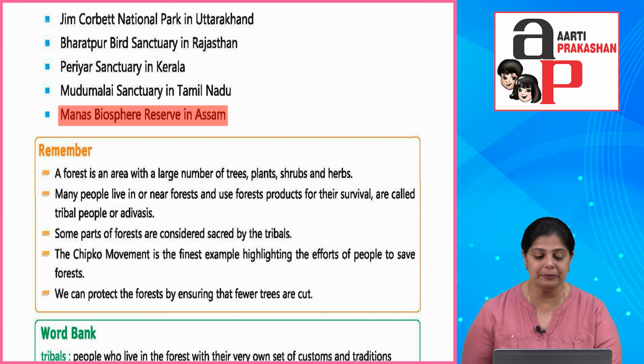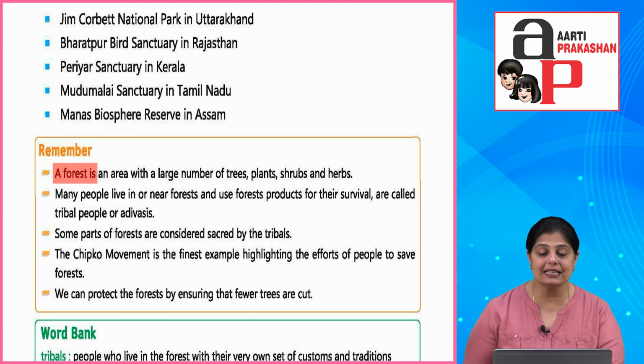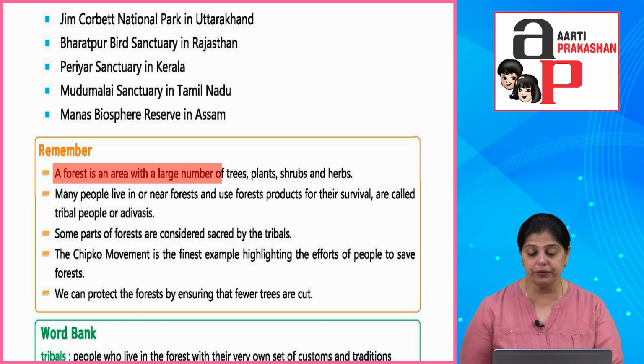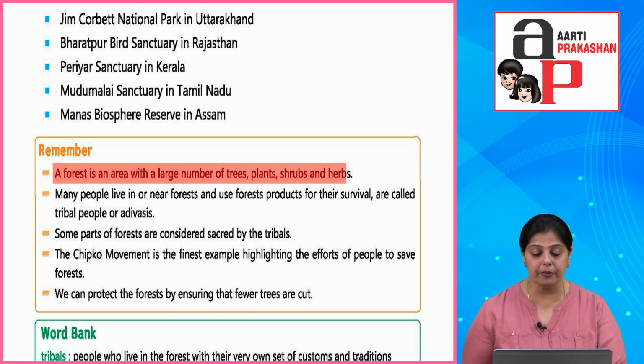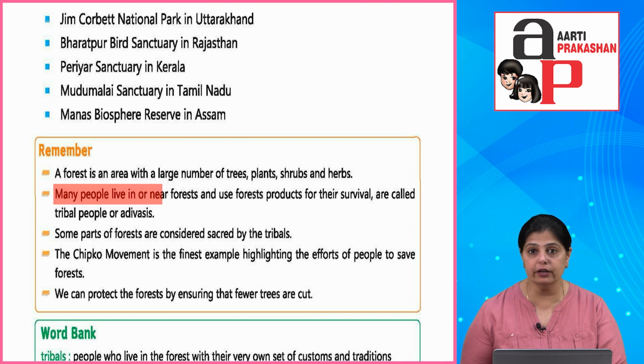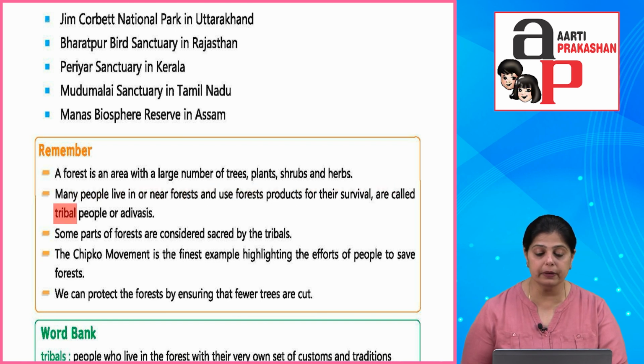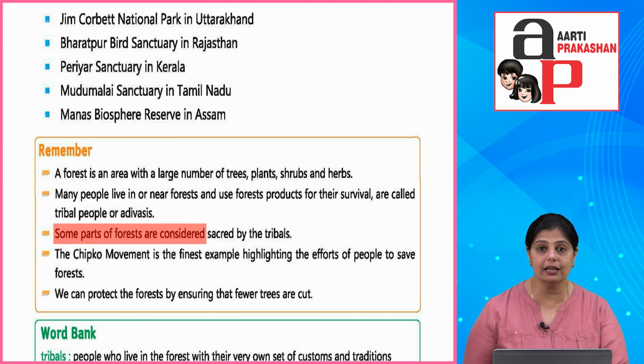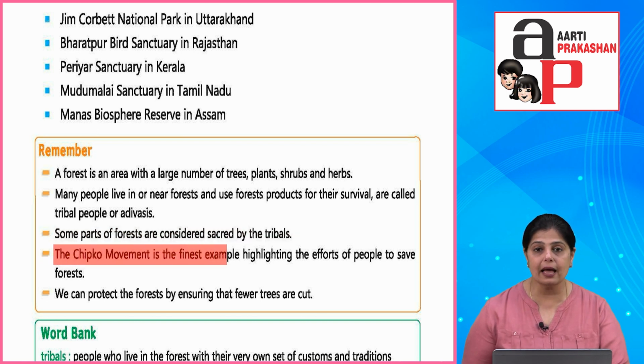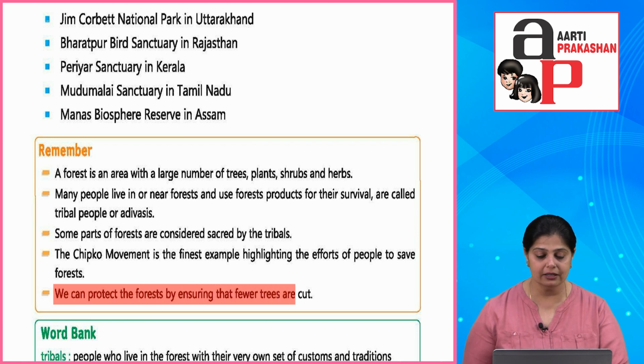and look at them. Okay, now remember, a forest is an area with a large number of trees, plants, shrubs and herbs. Many people live in or near forests and use forest products for their survival. They are called tribal people or Adivasis. Some parts of forest are considered sacred by the tribals. And the Chipko movement is the finest example highlighting the efforts of people to save forest. We can protect the forest by ensuring that fewer trees are cut.